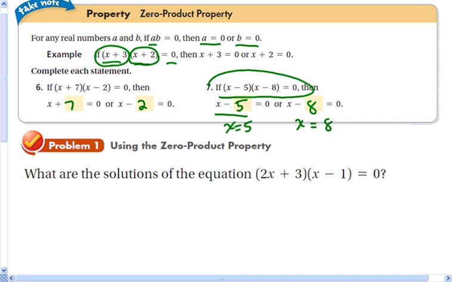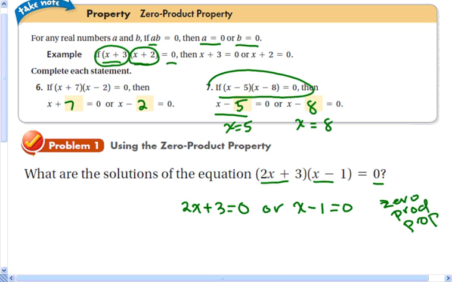All right, so what we're going to do when we solve using the zero product property is we have two things that are multiplied that equal 0, and here they are. These two things multiplied equal 0. So that means 2x plus 3 is 0, or x minus 1 must be 0. And that's by that zero product property that we just discussed.